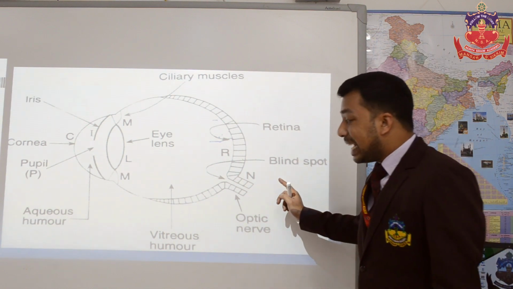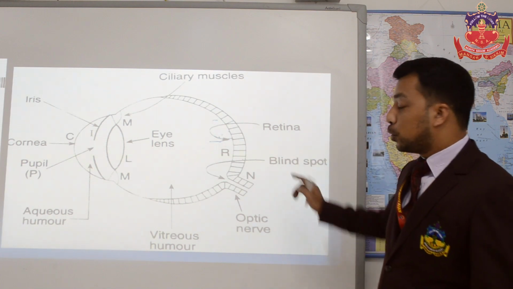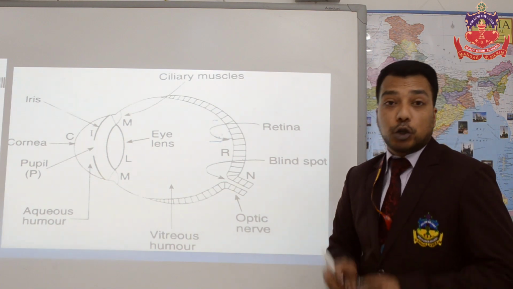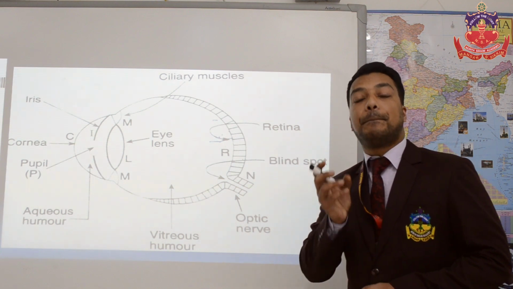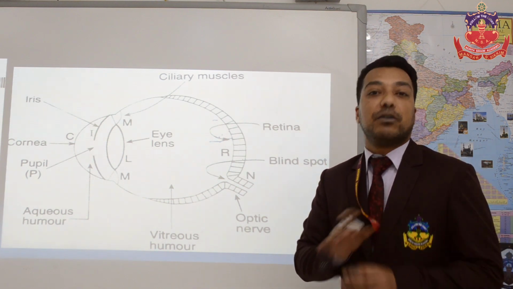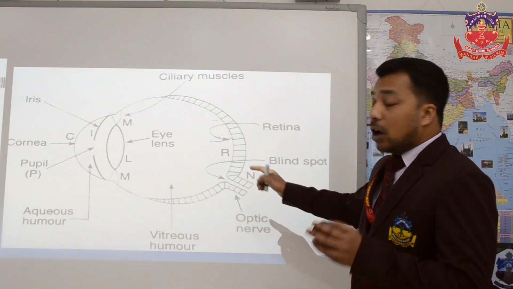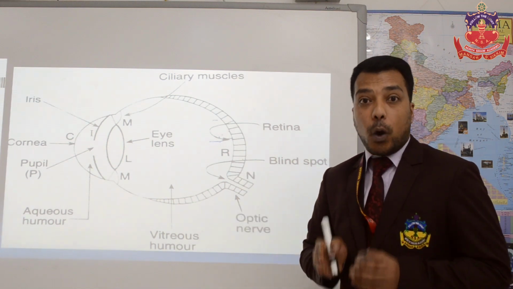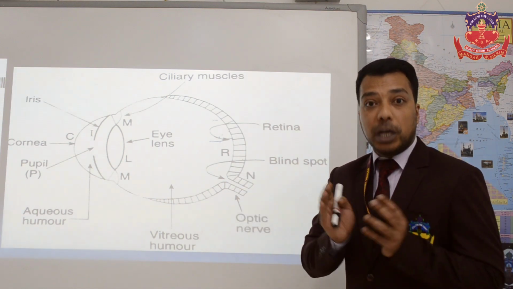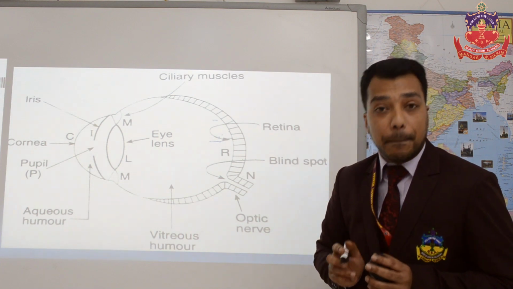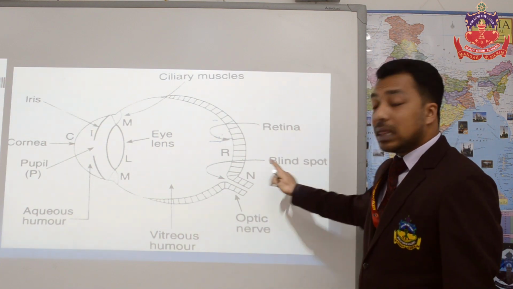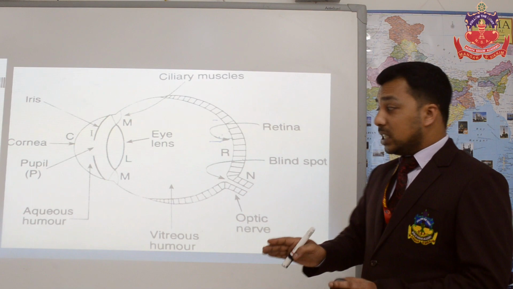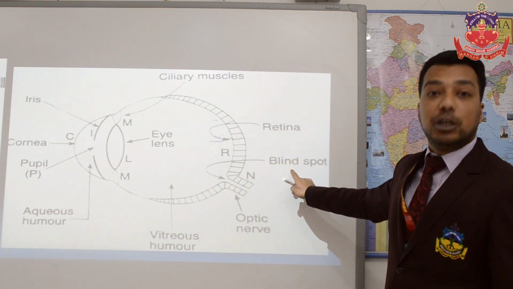Now we go on to the next part, which is known as your blind spot. Now what is the blind spot? The blind spot is basically a place where the light never falls, because it is almost like the opening of all the nerves which are connected to the human brain. So here the light never falls, so this is why it is known as the blind spot.